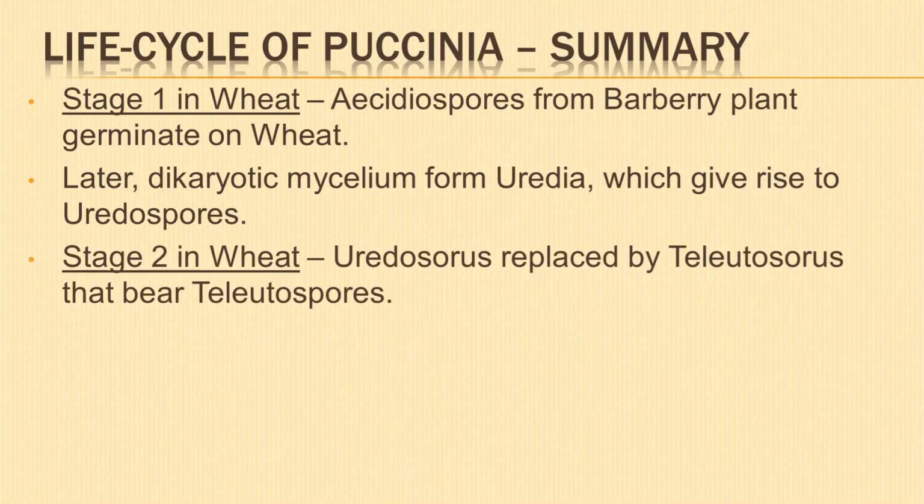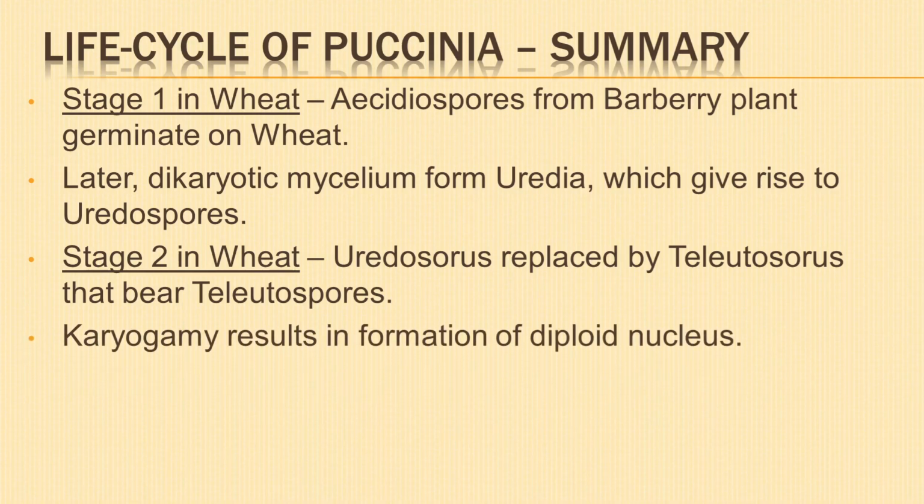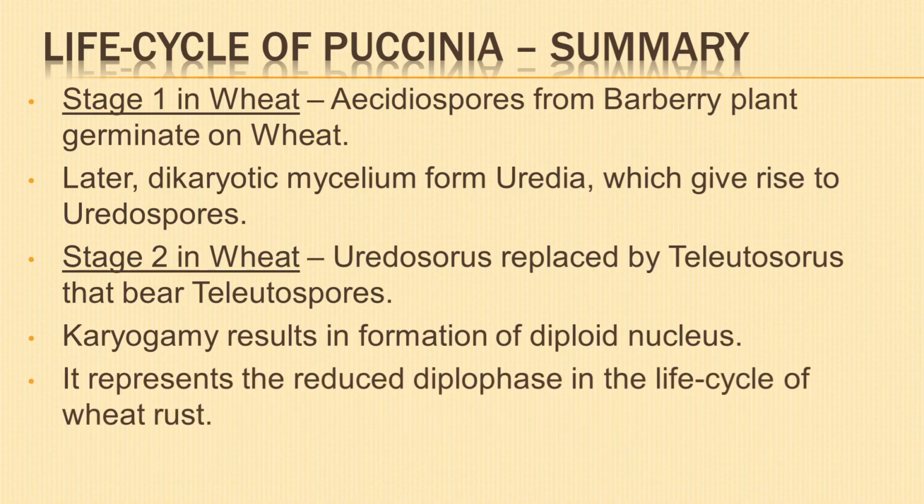urediosori are replaced by the formation of teliosori that bear teliospores. Karyogamy results in diploid nucleus formation. It represents the reduced diplophase in the life cycle of wheat rust. Black raised streaks develop on the leaf sheath and on the stem. This is called the black spore stage or black rust.